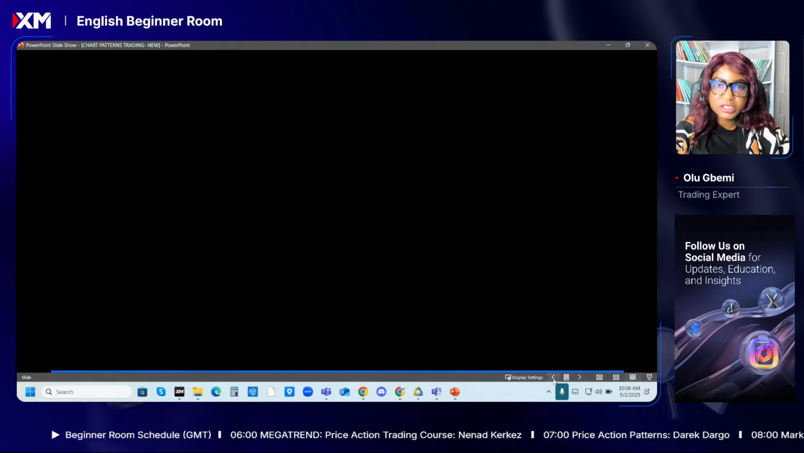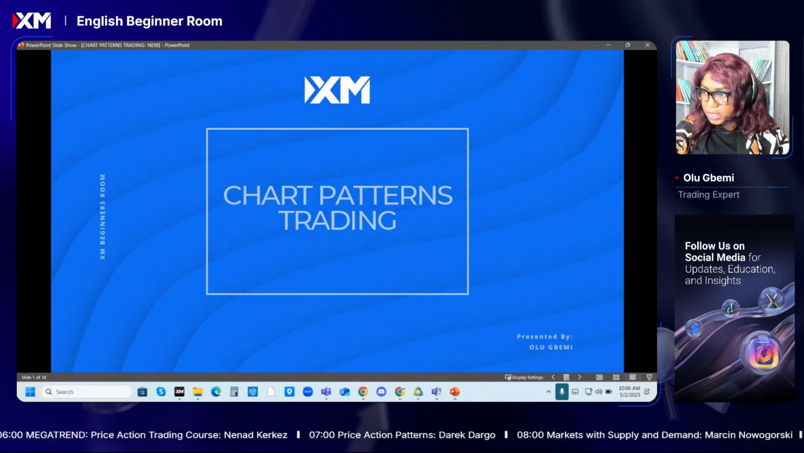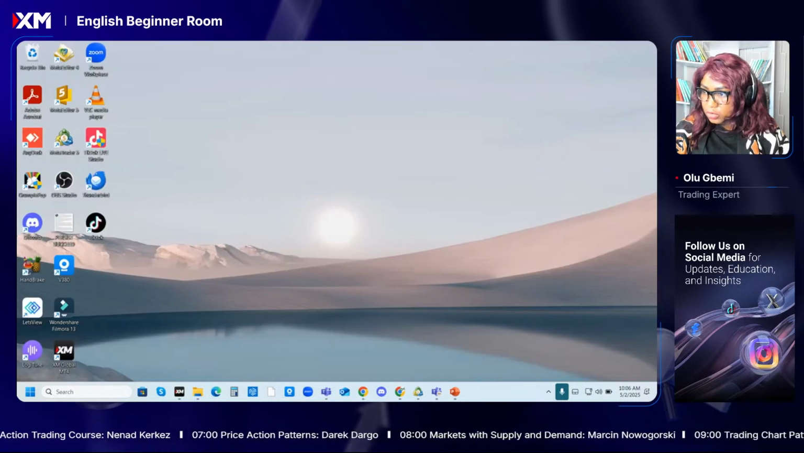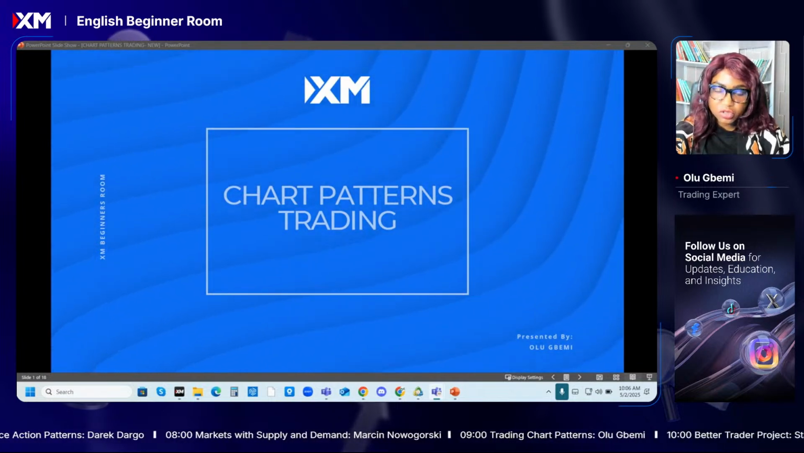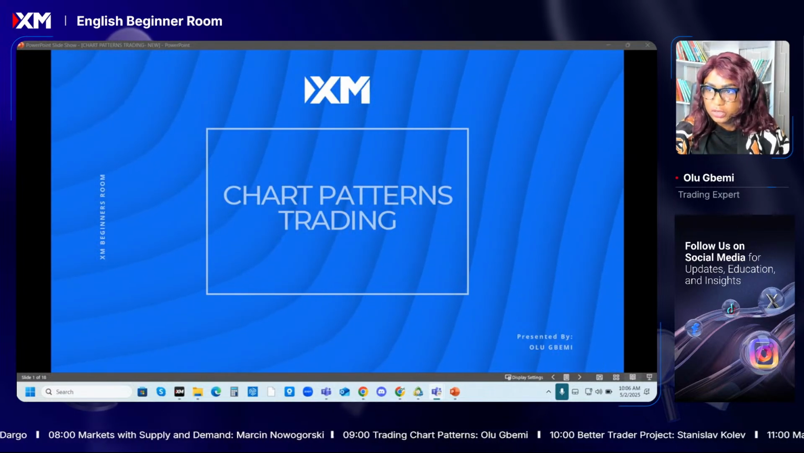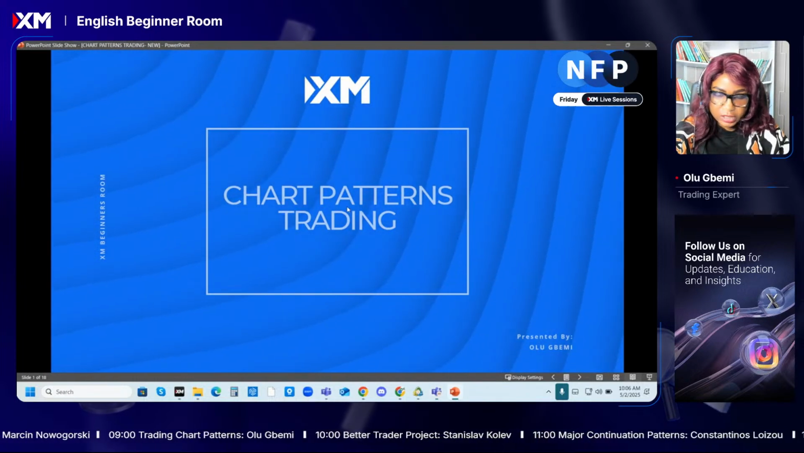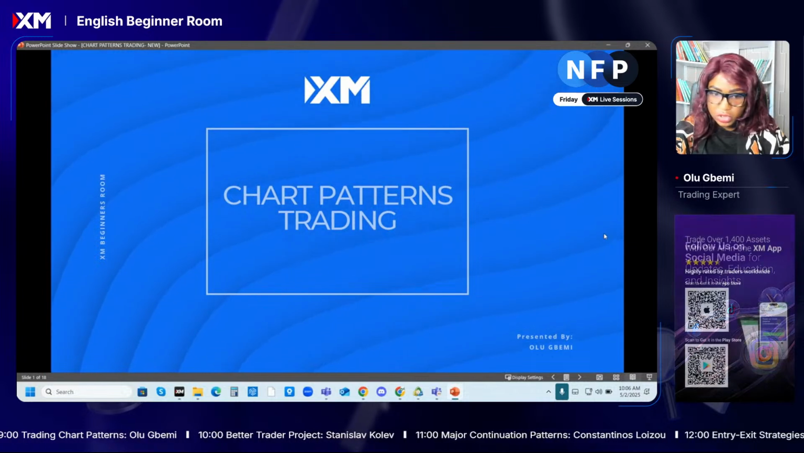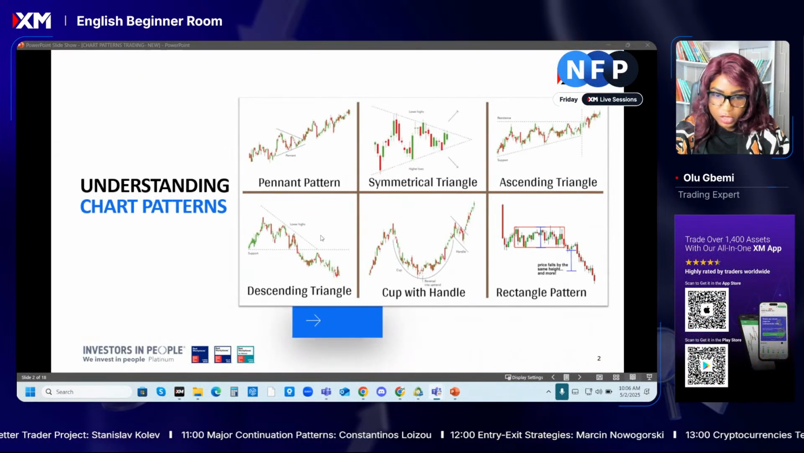Of course, as traders, we all desire to be able to get into the market at any time and tell the kind of trend that we can see, what it means, and also be able to find trade signals on our own. Okay, so as you look now, this chart I have is called chart patterns trading. That's the title of what I have here.